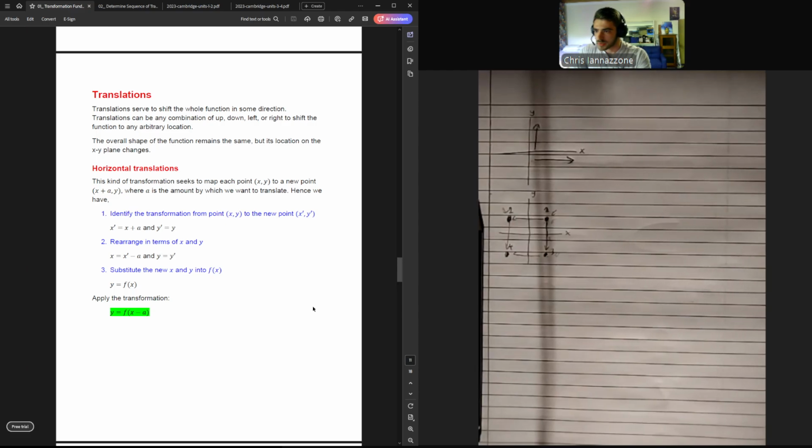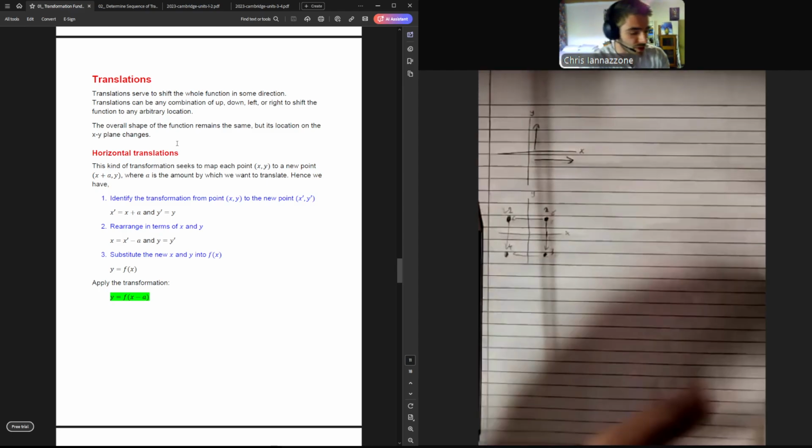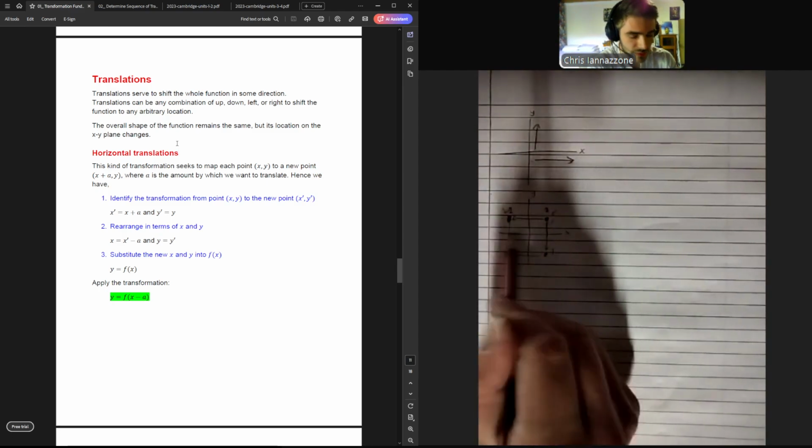Okay, and then when it comes to translations, this is where you're either adding or subtracting a full term to either the x or the y, depending on what direction you want to go in. So horizontal translations, as you might imagine, means adding or subtracting something to the x variable. If you want to go horizontally, well, our x-axis is horizontal.